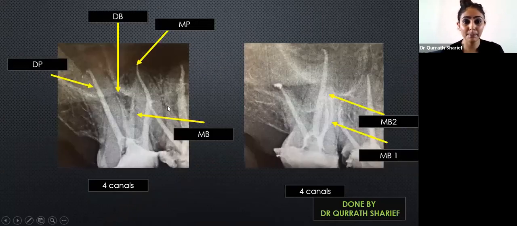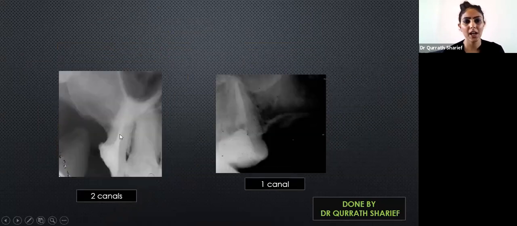Now, this is the extra palatal root which I got. So 2 palatal roots, and again mesiobuccal, distobuccal. This is MB1 and MB2 in your upper 7. Again, there can be 2 canals in your upper 7. They can be 1 huge bulbous canal. If you get this, most lucky.